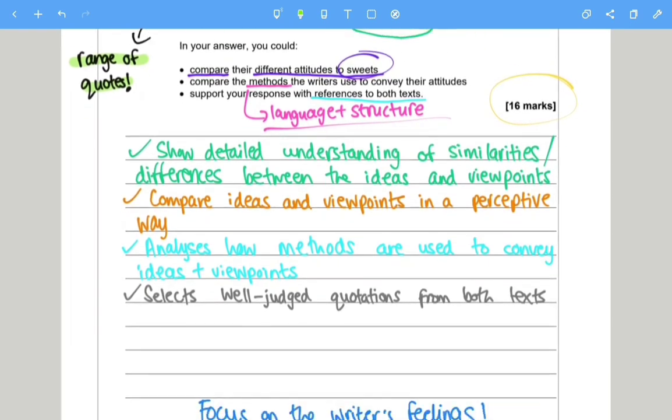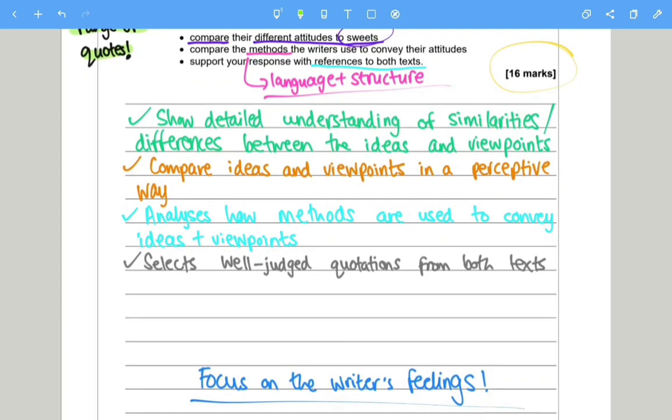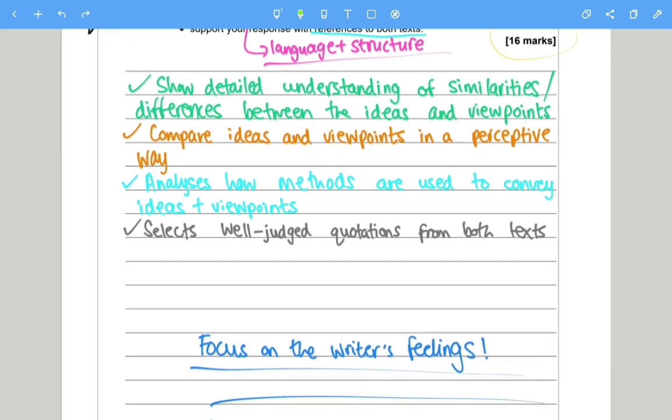In terms of the mark scheme, there are certain things that the examiner is looking for, and they include the following. Number 1 is to show detailed understanding of similarities or differences between the ideas and viewpoints. So of course you need to be able to demonstrate that in your exam. Secondly, compare ideas and viewpoints in a perceptive way. This word here is important because a lot of students struggle to show perceptive comparison.